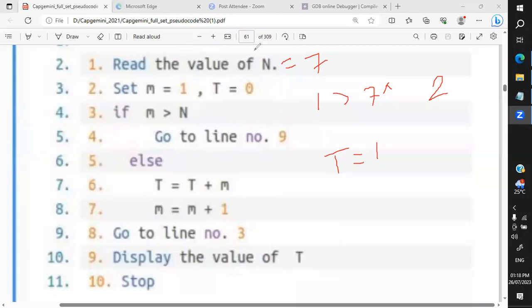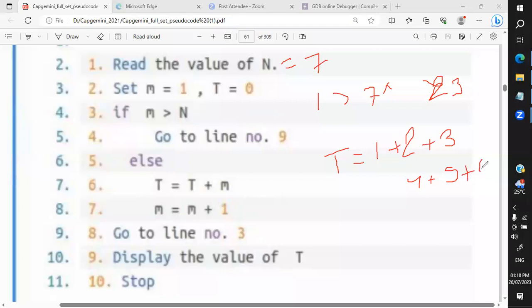Sorry for that. M value will become 2, 2 greater than 7 is false. So T will be added with M. That means 2 is getting added, right? Then again M value will become 3. Next time 3 greater than 7 false, 3 will be added. 4 greater than 7 false, 4 will get added. 5 greater than 7 false, 5 will get added. 6 greater than 7 false, 6 will get added.